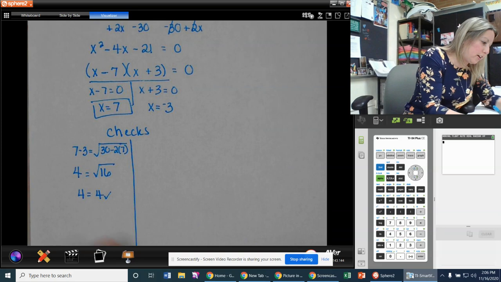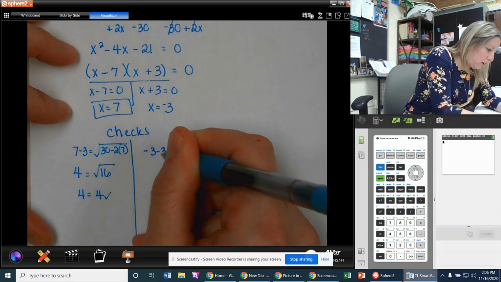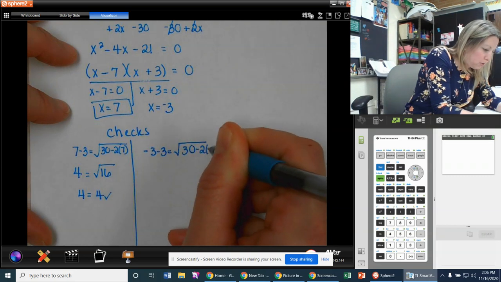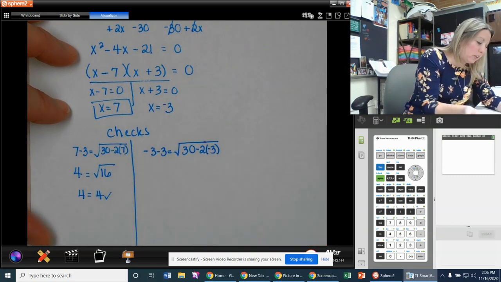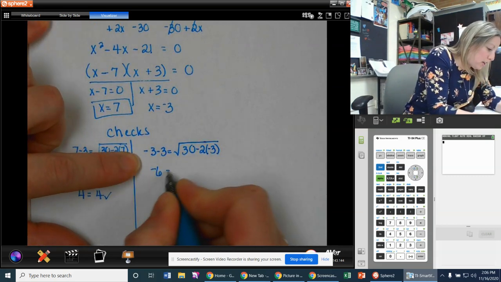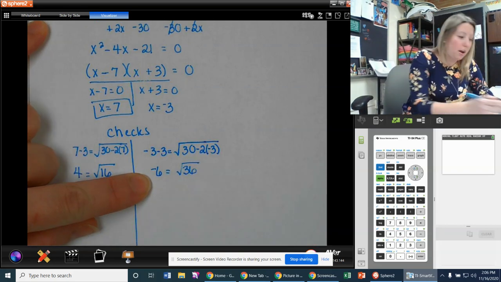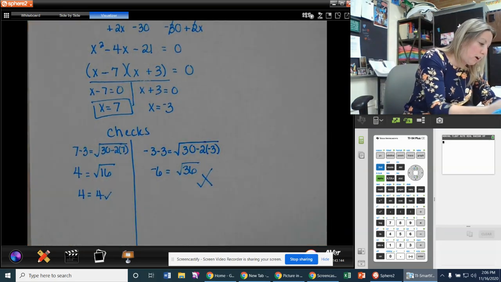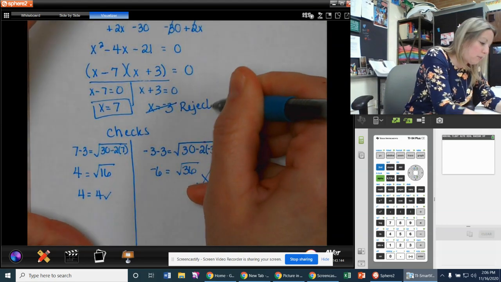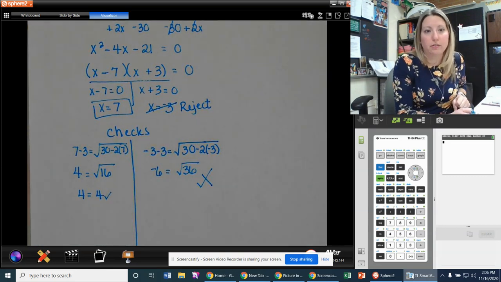On the other side over here, let's see, we've got negative 3 minus 3 equals the square root of 30 minus 2 times negative 3. Okay, so here's the deal. Negative 3 minus 3 ends up being a radical equal to a negative number, and that's not going to happen. So we are going to have to reject, and you do have to cross off and write the word reject. We are going to reject negative 3 in this case.